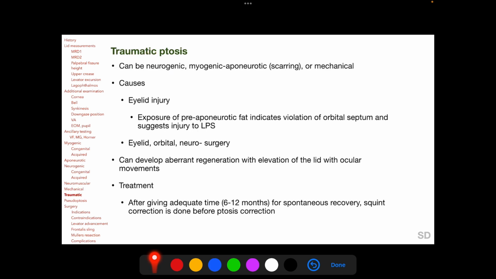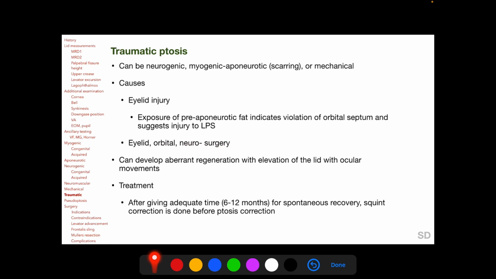Traumatic ptosis occurs following injury or surgery. Following eyelid injury, exposure of pre-aponeurotic fat indicates violation of the orbital septum and possibility of injury to the LPS, leading to subsequent development of traumatic ptosis. Traumatic ptosis can also follow eyelid, orbital, and neurosurgery.